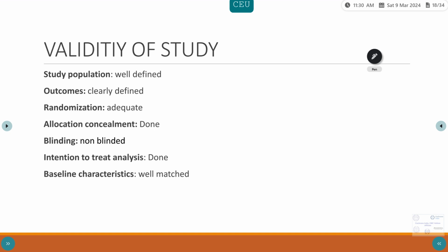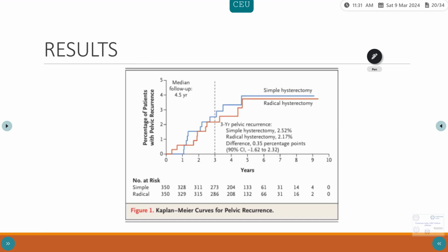Okay. Going on to the results, our primary outcome was to see the pelvic recurrence at the end of 3 years. So here we see in our intervention arm, the simple hysterectomy, the pelvic recurrence was 2.52, and in the control arm it was 2.17. So the absolute difference was 0.35% with the 90% confidence interval of minus 1.6 to 2.3.